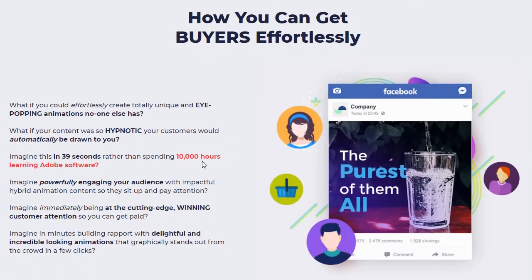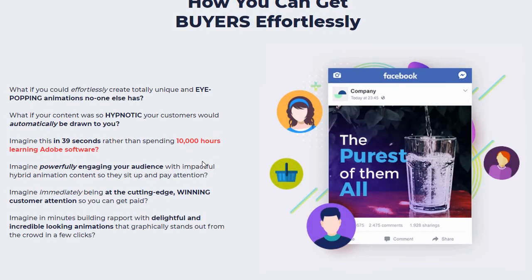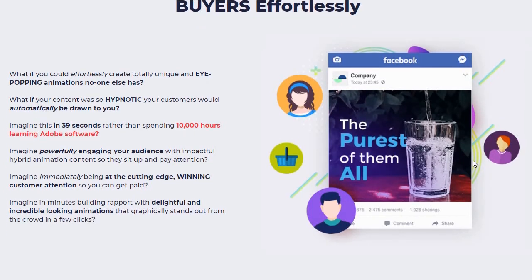How can we get the buyer effortlessly? You can effortlessly create a totally unique, eye-popping animation. This software is like automatically filling the glass. This situation catches the eye. So customers, by seeing that, feel there is something interesting in your post, so they can click, and you will get a conversion. If you're running any paid ads, this will create more conversions than a regular post.